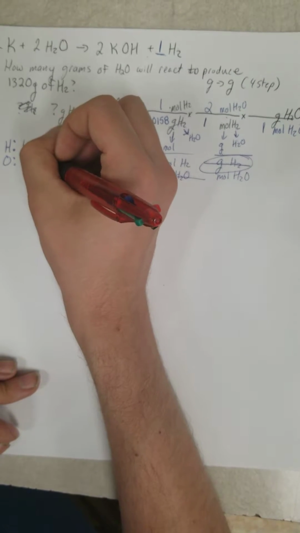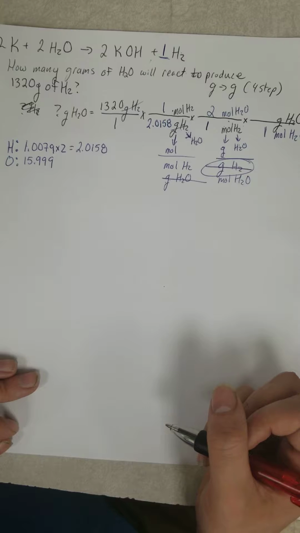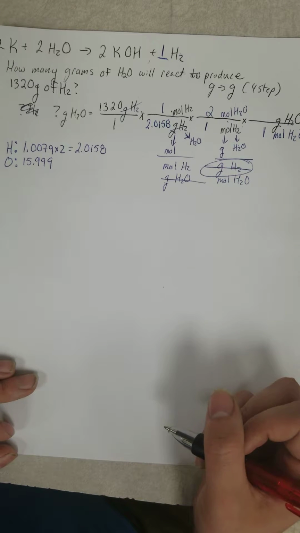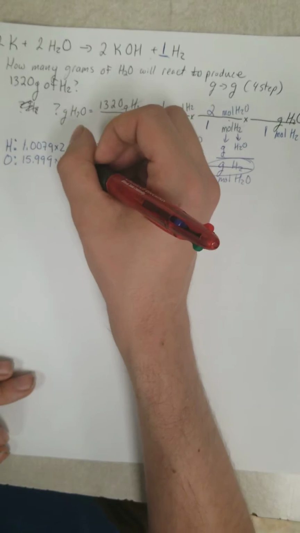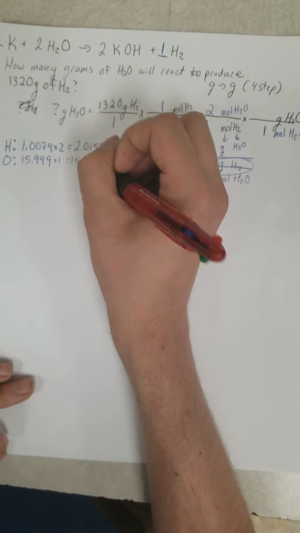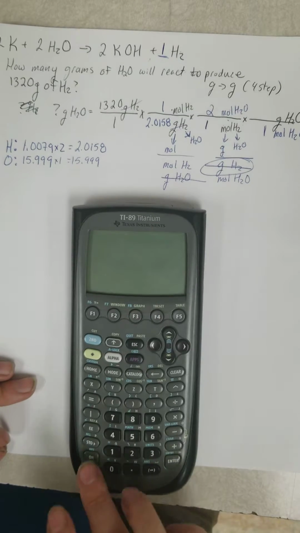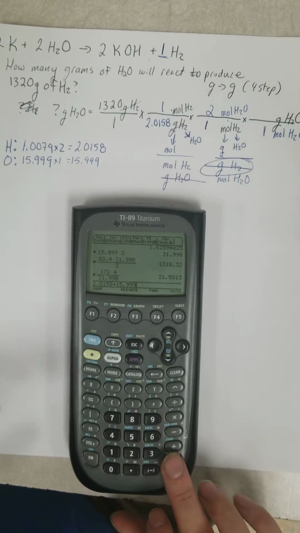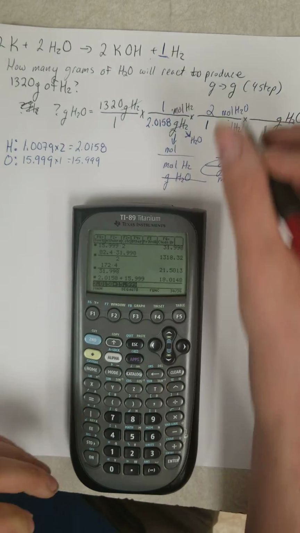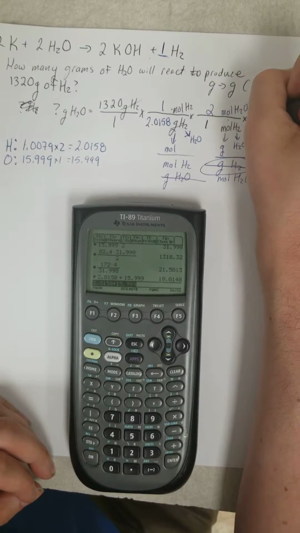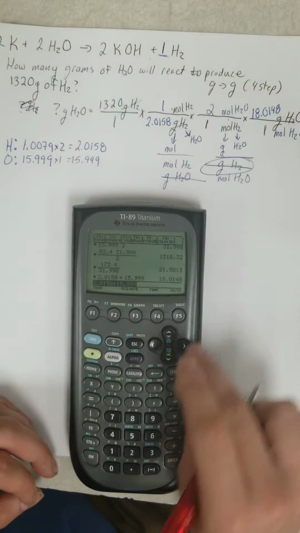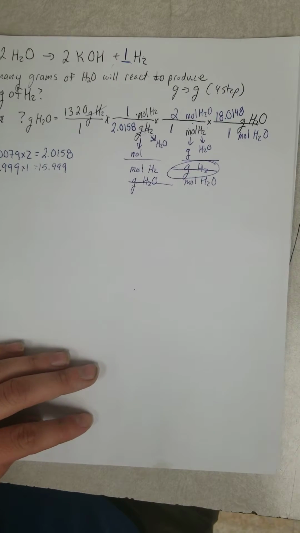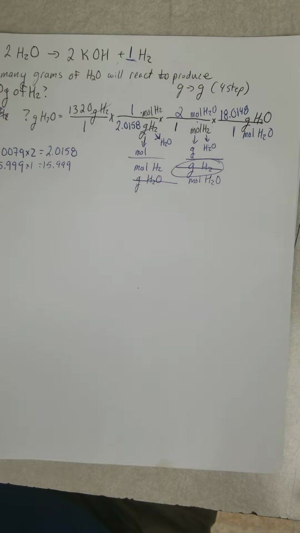So we just need to tack on an oxygen. Oxygen's mass is 15.999, and we have one of them. Now we got to punch this into our calculator: 2.0158 plus 15.999, because you're adding these two numbers together to figure out what their mass is. You should get 18.0148. Now, you need to leave these numbers written as they are. You do not need to round them in any way, shape, or form. If you do, that's just going to create an error for your answer in the end.